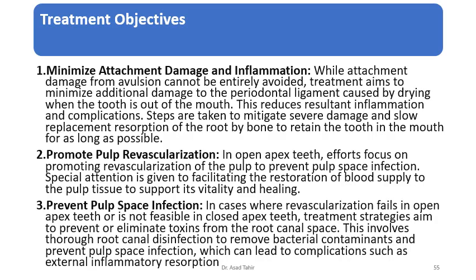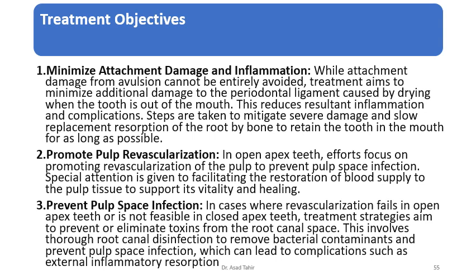Treatment objectives. Minimize attachment damage and inflammation. While attachment damage from avulsion cannot be entirely avoided, treatment aims to minimize additional damage to the periodontal ligament caused by drying when the tooth is out of the mouth. This reduces resultant inflammation and complications. Steps are to mitigate severe damage and slow replacement resorption of the root by bone to retain the tooth in the mouth for as long as possible.